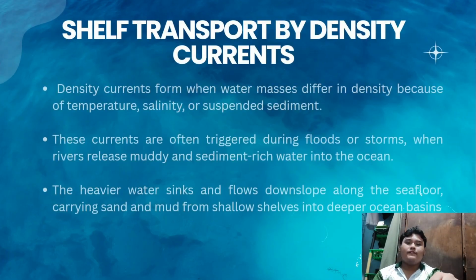Next, we have the shelf transport by density currents. This shelf transport by density currents happens when water masses of different densities move along the seafloor. Density differences are caused by variations in temperature, salinity, or by rivers adding fresh water and sediments.